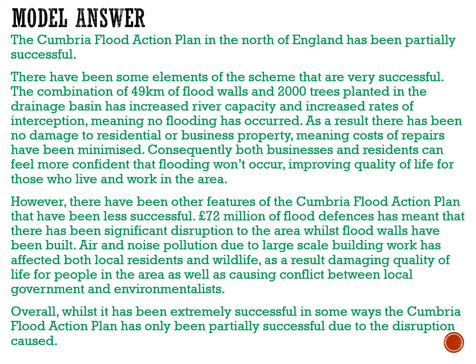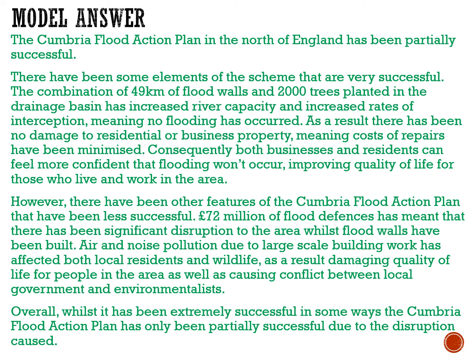However, there have been other features of the Cumbria Flood Action Plan that have been less successful. £72 million of flood defences has meant that there has been significant disruption to the area whilst flood walls have been built. Air and noise pollution due to large-scale building work has affected both local residents and wildlife, as a result damaging quality of life for people in the area, as well as causing conflict between local government and environmentalists. Overall, while it's been extremely successful in some ways, the Cumbria Flood Action Plan has only been partially successful due to the disruption caused.